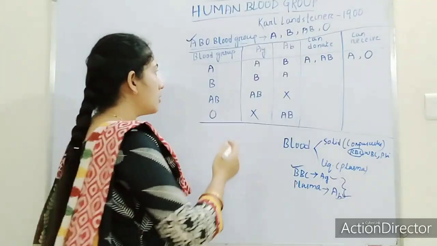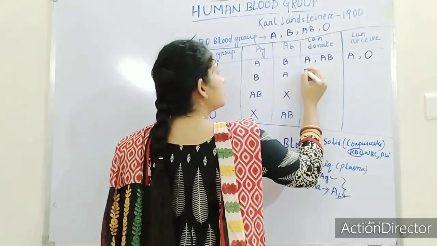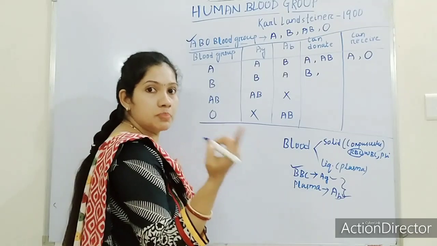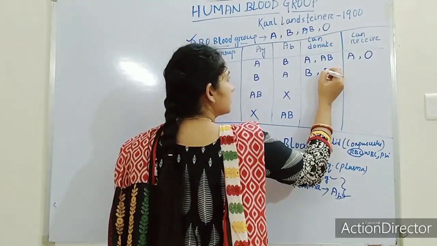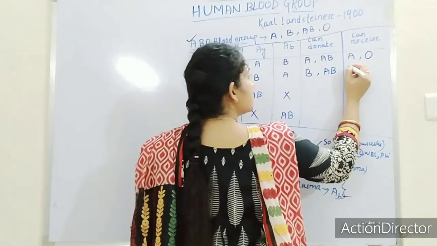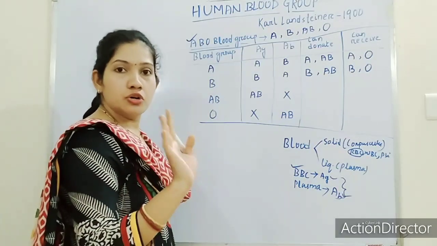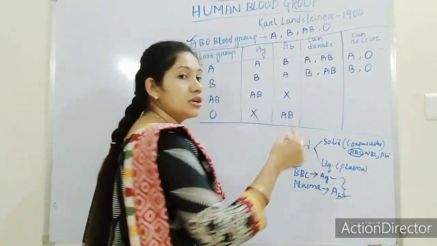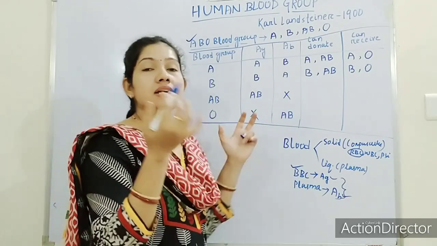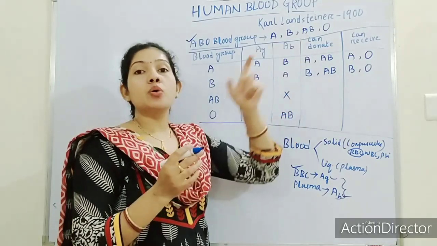Got it? Now let us talk about the person having blood group B. They can donate blood to persons having blood group B and AB, and they can receive blood from persons having blood group B and O. It's that simple to remember, don't get confused. They can donate blood to persons having blood group B and AB, and receive blood from persons having blood group B and O.